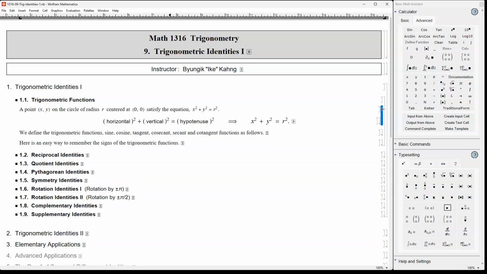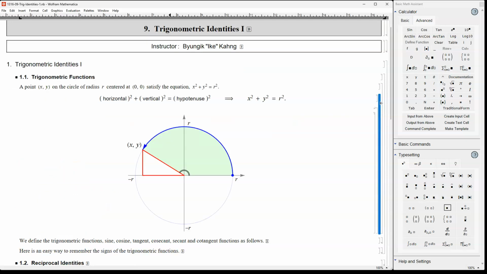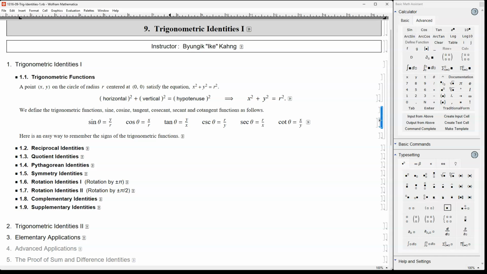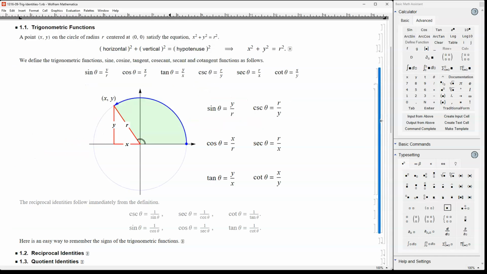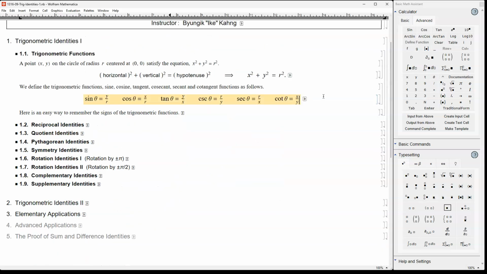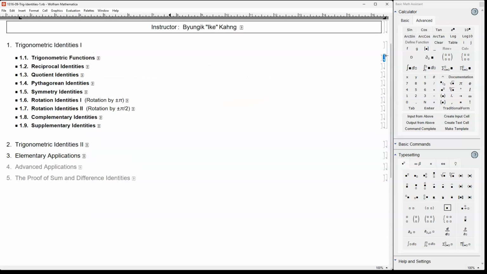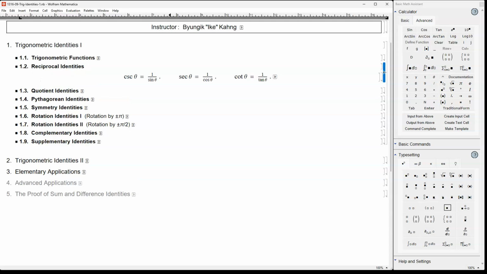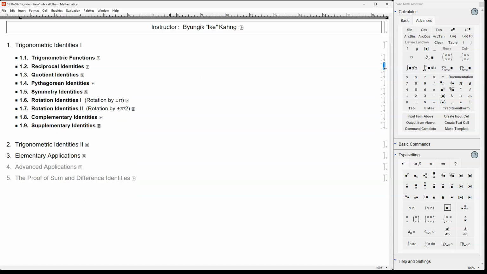Of course, the definition starting from a circle of radius r centered at the origin, and the definition of trig functions is from the same circle diagram. It's not diagram, excuse me. Graph of circle and Pythagorean triangle and angle and so on. Anyway, here are the definitions of all 6 trigonometric functions. And then reciprocal identities follow immediately from the definition. So there's basically nothing to prove here.